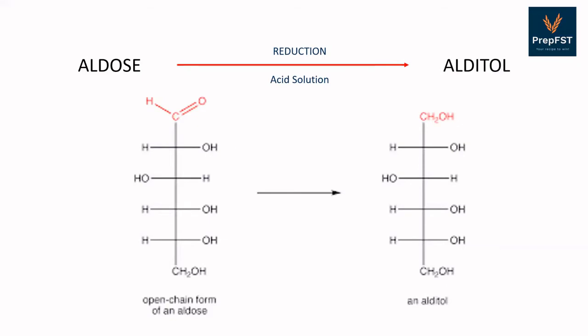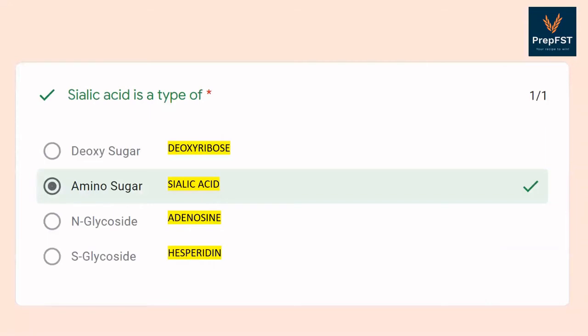the reaction. Next question. Sialic acid is a type of, the answer is amino sugar. Talking of the other options, deoxyribose is an example of deoxy sugar, adenosine, which is a nucleotide, is an example of N-glycoside, and hesperidin is an example of S-glycoside.